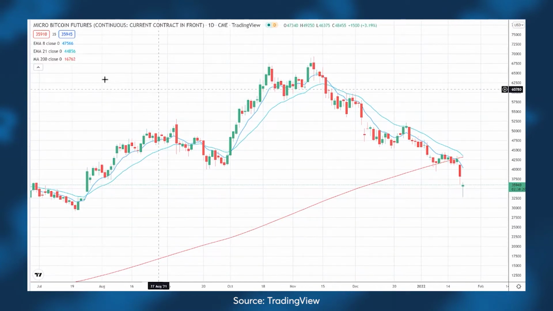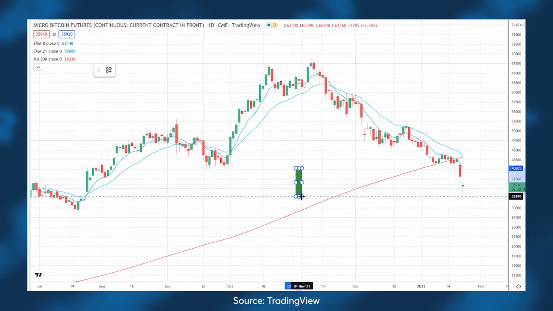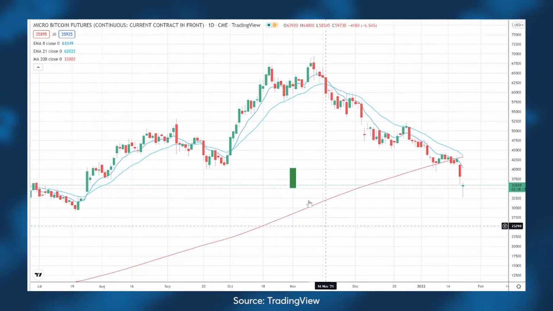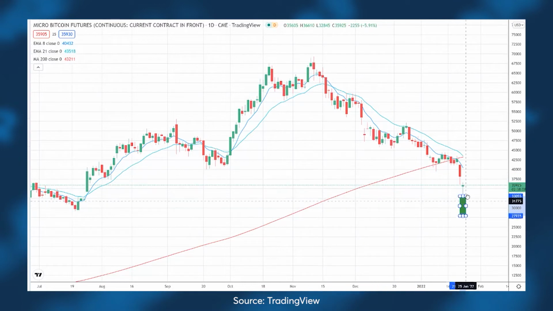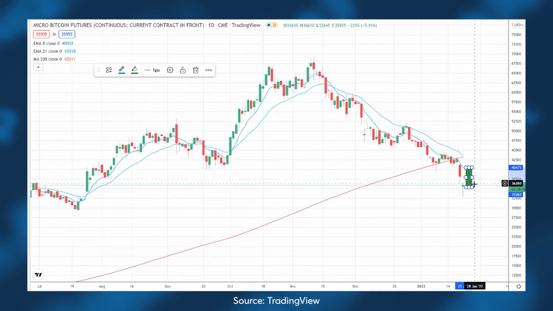So in order to illustrate this, I'm going to go ahead and make a little fake candle right there. Let's do it right here. Okay. And then I'm going to drag this over to what I think might happen. So somewhere in here, you might see a move. It's a really big candle. You might see a move that looks something like this.